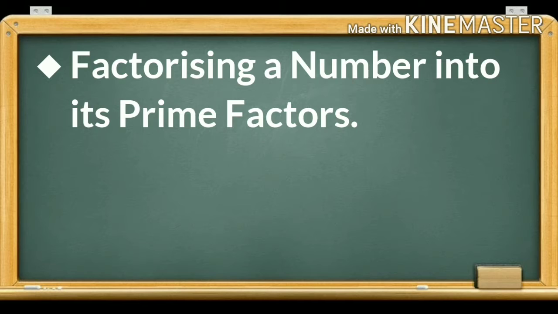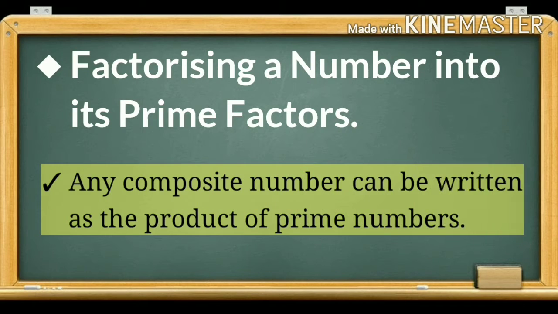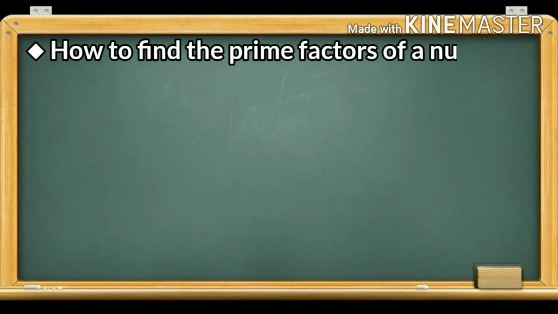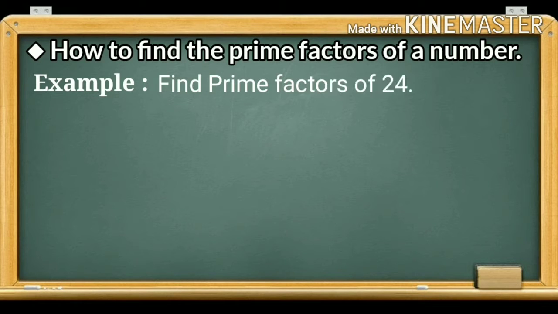To find HCF and LCM of numbers, a simple but important rule is used, which is given by the Greek mathematician Euclid. The rule says that any composite number can be written as the product of prime numbers. So, let's learn how to find the prime factors of a number. Let's see an example. Find prime factors of 24.